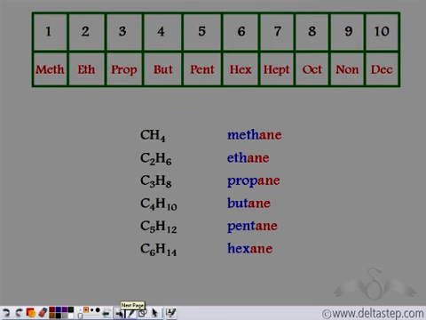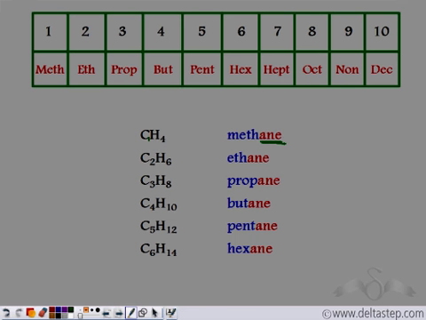Now we know that the number of carbon atoms gives the name to the organic compounds. So when the number of carbon atoms is 1, 1 carbon atom means it's meth, and since it is an alkane, we give the suffix -ane. So it becomes methane. Similarly, 2 carbon atoms is eth, and since it is an alkane, it becomes ethane.